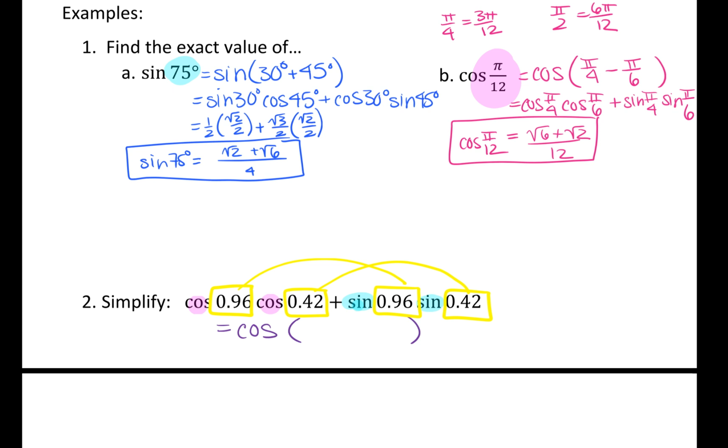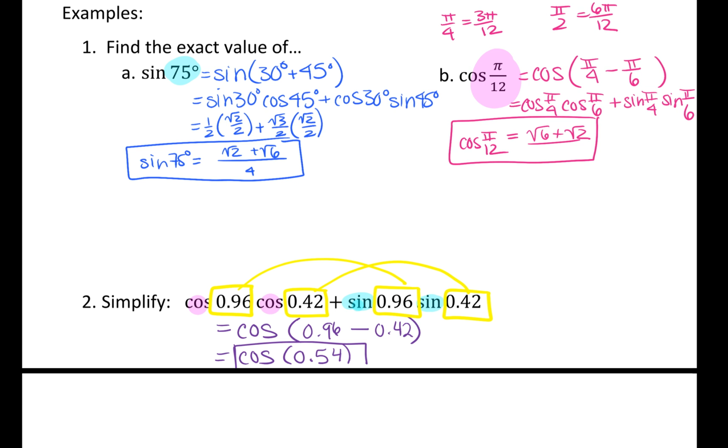So we look back at the formula. So what do we think it's going to be, plus or minus? So the cosine formula is always opposite, so that changes to minus. And then we just have 0.96 minus 0.45, and then we can just go ahead and simplify that. So that gives us the cosine of 0.5, oops, not 45, that should be a 0.42. I wrote that wrong. 0.42, so we have 0.54 for our answer. So we're able to simplify that into just one cosine value.